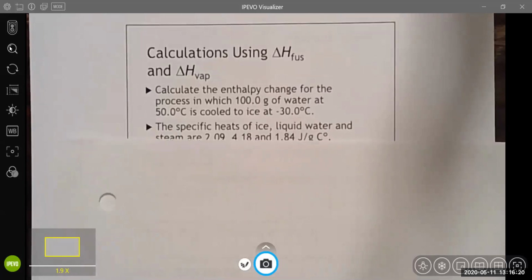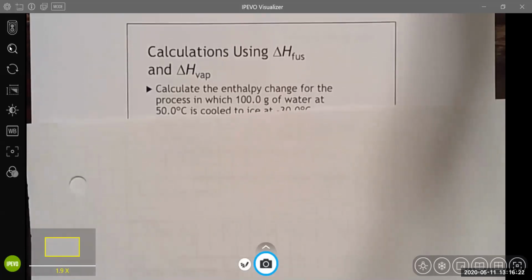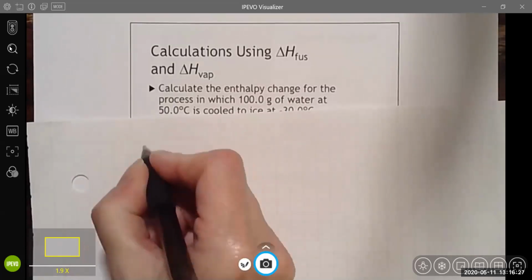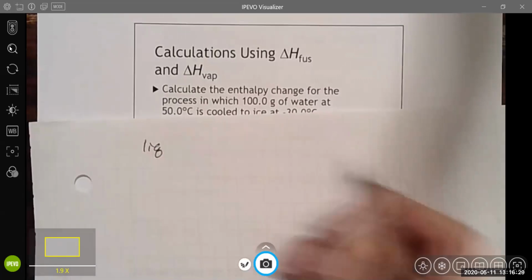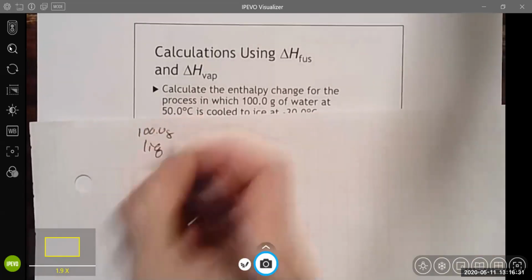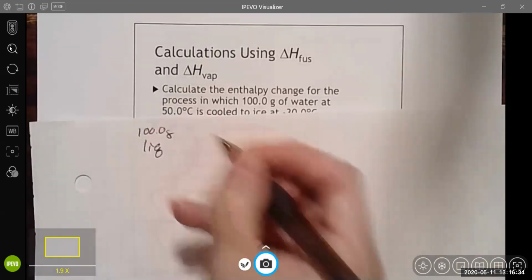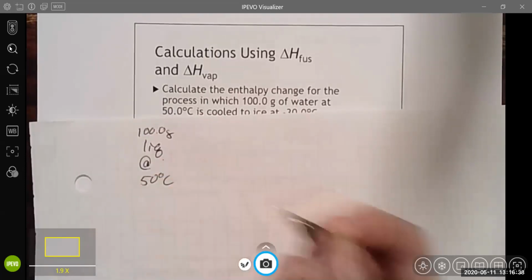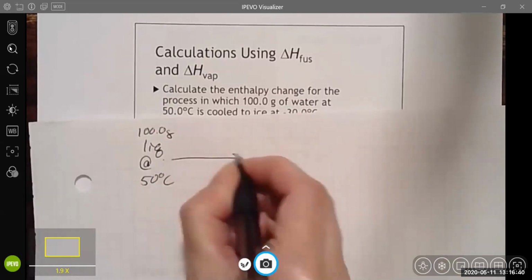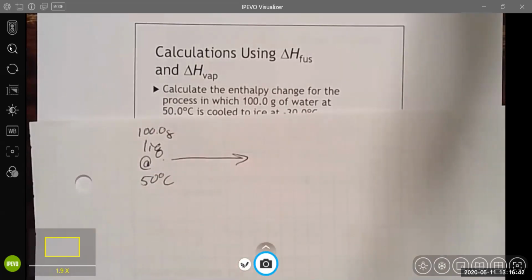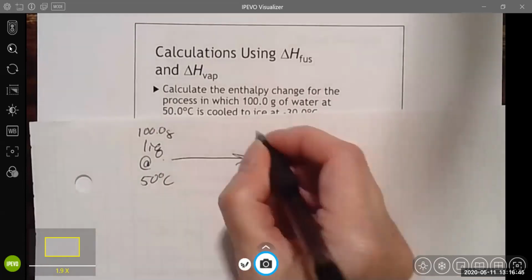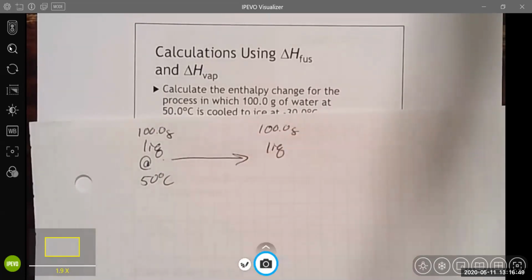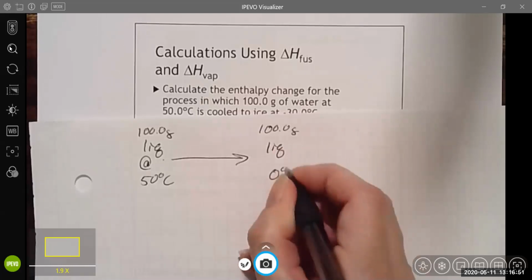So we've got the 3 steps. Let's remind ourselves what we're going to do. I'm just going to write out the map. So we're going to go from liquid, we have 100 grams of the liquid, and it is at 50 degrees Celsius. The first thing we're going to have to do is cool that liquid down. So it'll still be liquid, but it's going to have to get to 0 degrees Celsius.